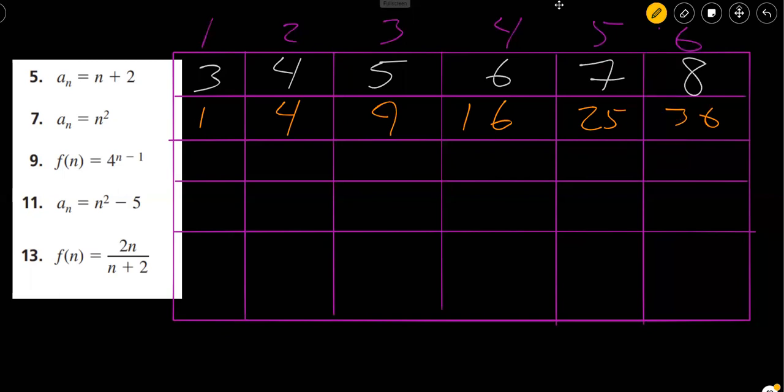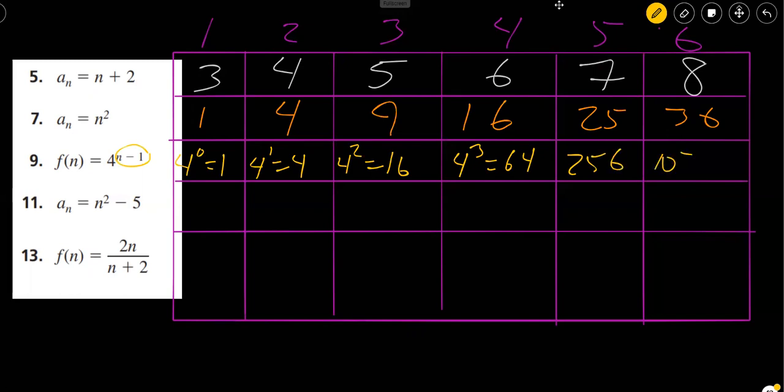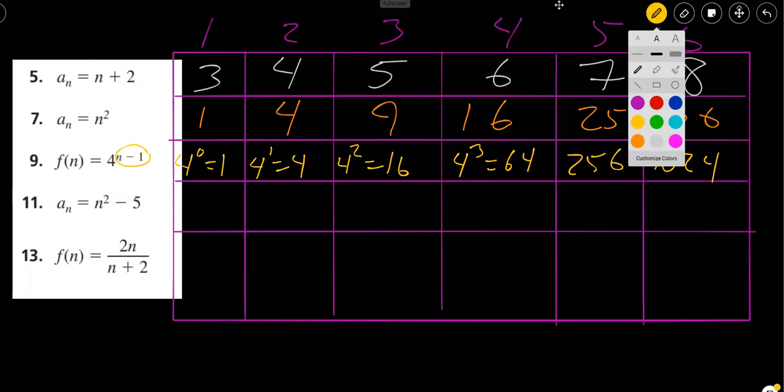Number 9 is a little bit different. It's got 2 things happening. I'm taking the n value, the position number, and I'm subtracting 1 from it up in the exponent, and then I'm taking 4 to that value. So this first one would just be 4 to the 0 power, which would be 1. This would be 4 to the first power, which is 4, 4 to the second for 16, and so on and so forth. Each time I'm just increasing the power by 1.